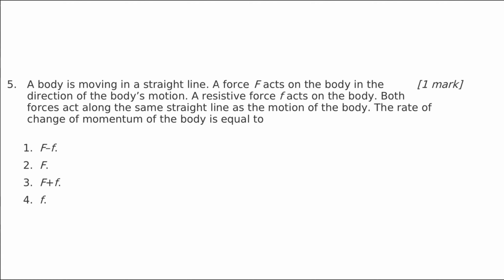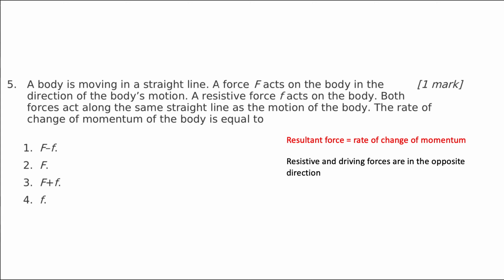A body moves in a straight line. We've got a force F acting on the body and a resistive force, small f. Both forces act along the same line, but they're in opposite directions. The rate of change in momentum, well, that's Newton's second law. Force is the rate of change in momentum, but here we're looking for the net force, in other words, the sum of these two forces, the resultant.